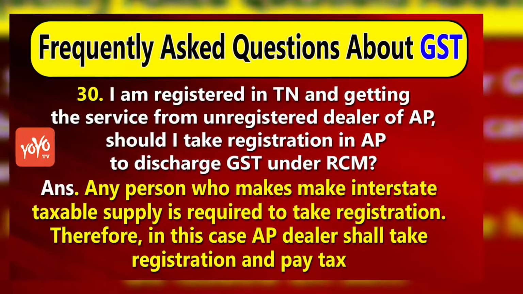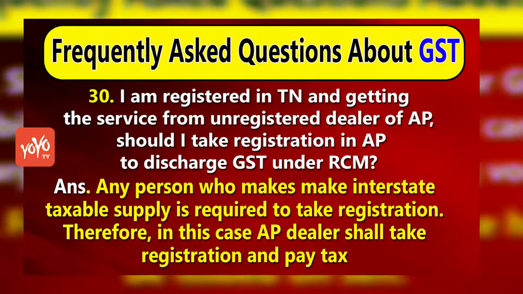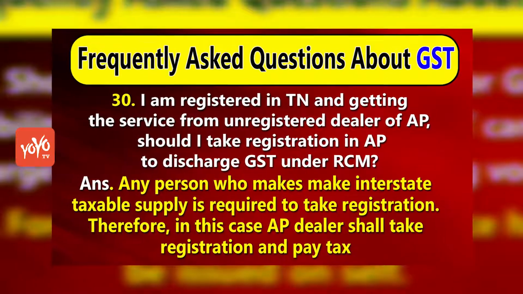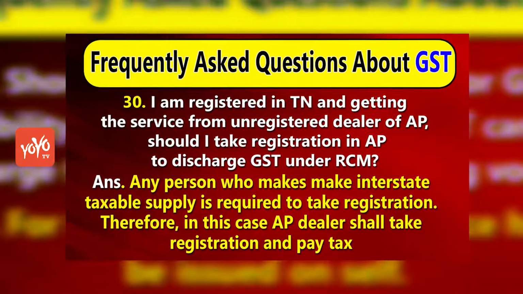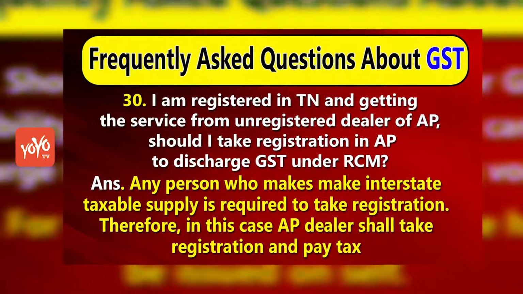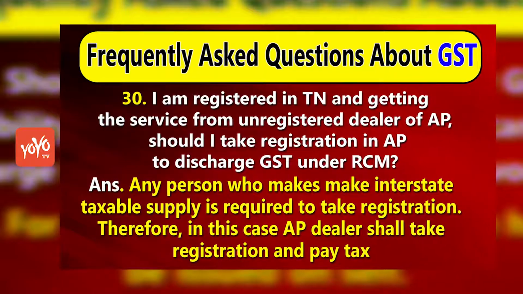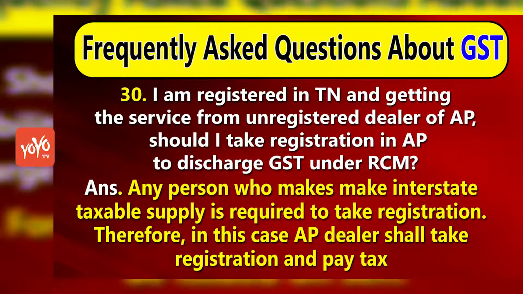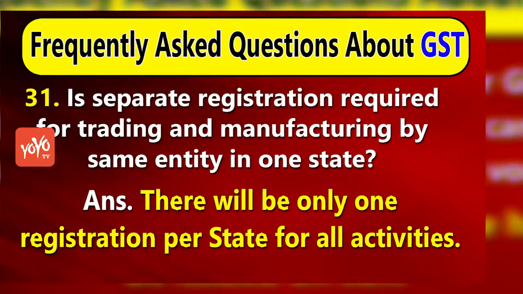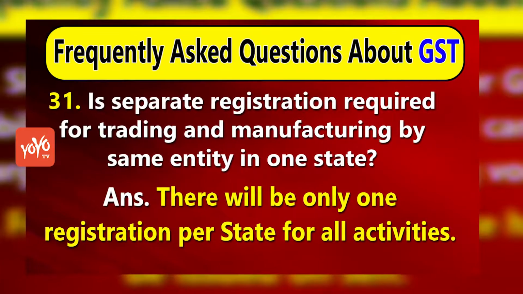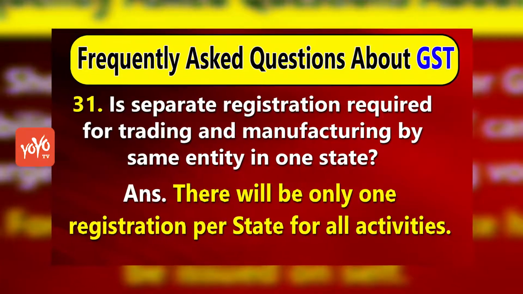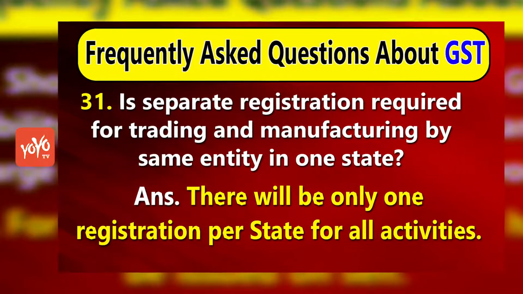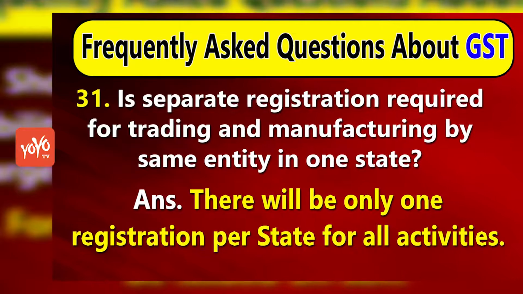Question. I am registered in TN and getting the service from an unregistered dealer of AP. Should I take registration in AP to discharge GST under RCM? Answer. Any person who makes interstate taxable supply is required to take registration. Therefore, in this case, AP dealer shall take registration and pay tax. Question. Is separate registration required for trading and manufacturing by same entity in one state? Answer. There will be only one registration per state for all activities.